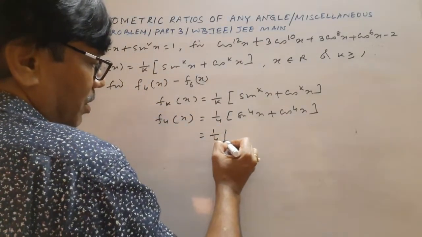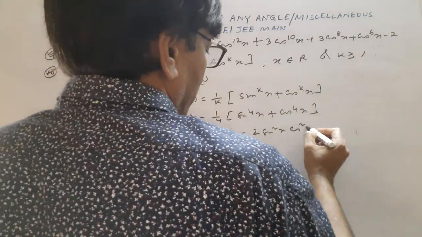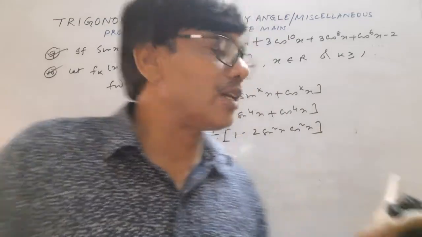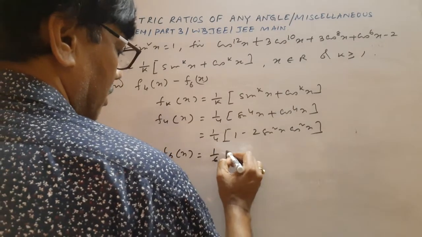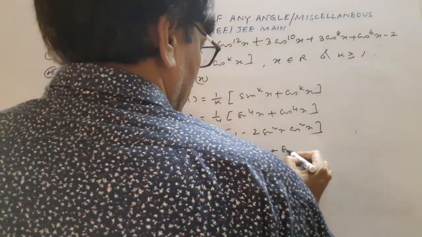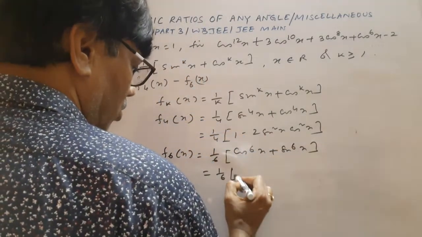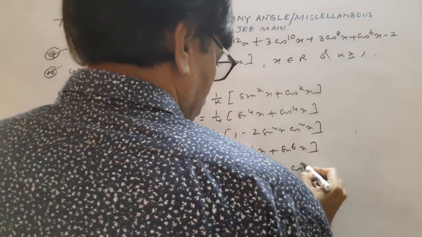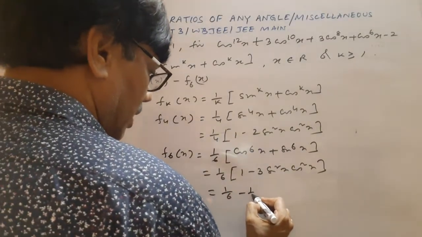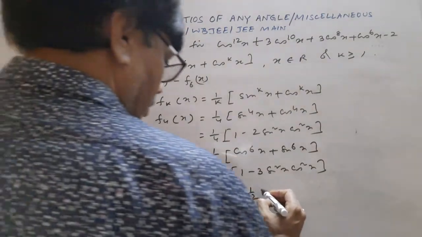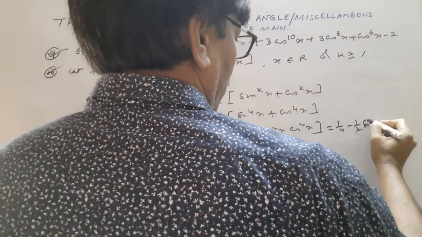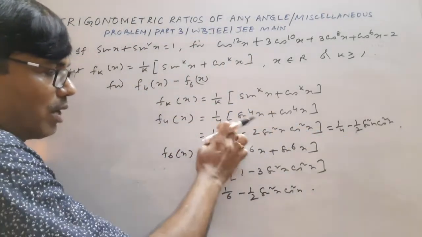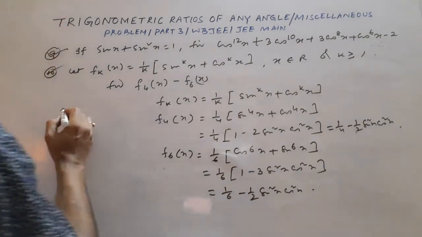f_4(x) is 1 by 4 times (sin to the power 4x plus cos to the power 4x), and we have already discussed it repeatedly. This is 1 minus 2 sin square x cos square x. You have to remember the result: (sin square x plus cos square x) whole square minus this. This is 1. Now what is f_6(x)? 1 by 6 times (cos to the power 6x plus sin to the power 6x). This is also a well known result: 1 minus 3 sin square x cos square x. So this is 1 by 6 minus half sin square x cos square x. And this one is 1 by 4 minus half sin square x cos square x. 1 by 4 and this is half. Now f_4 minus f_6.